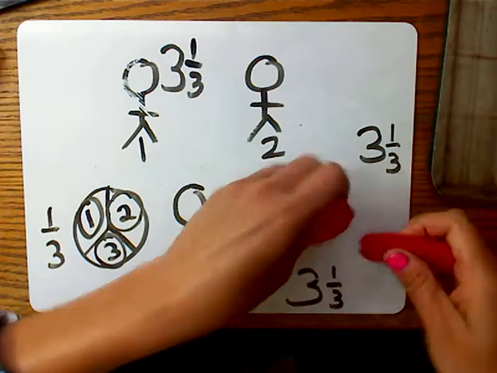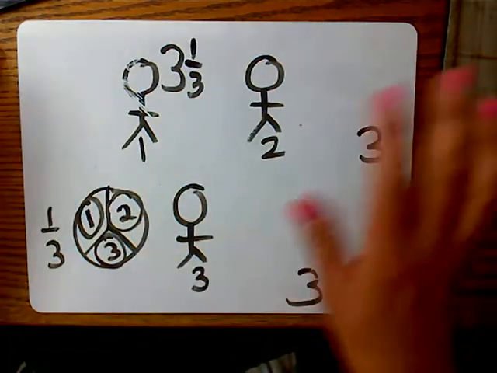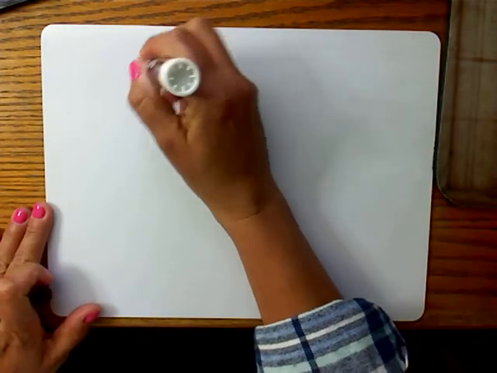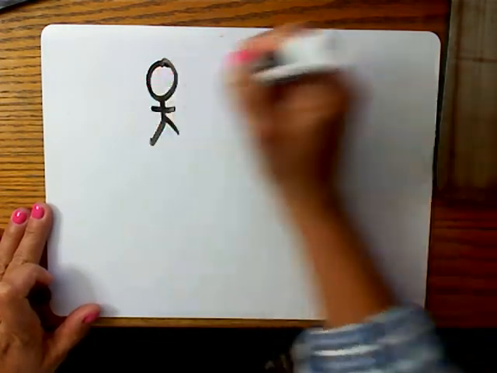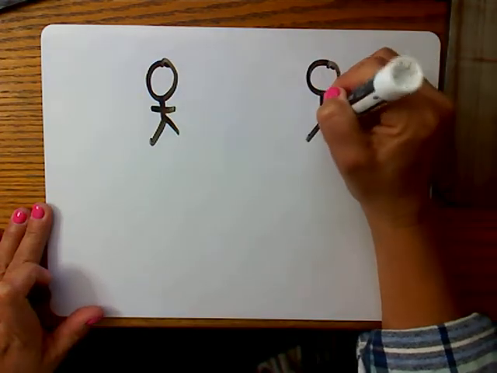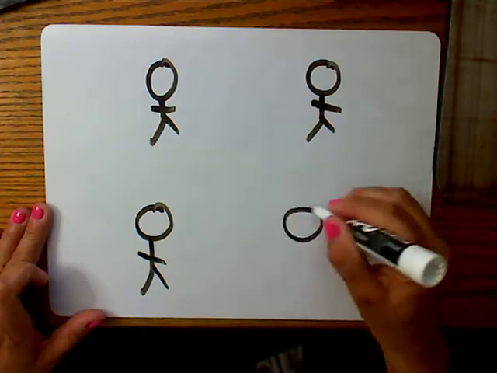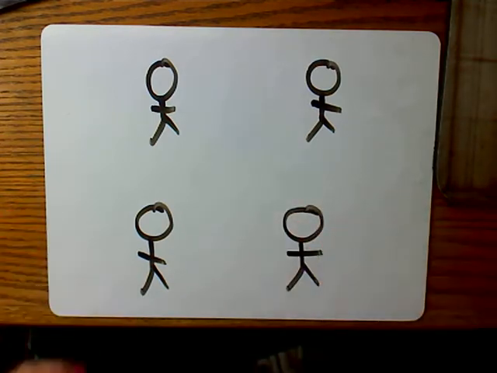Okay, let's try it again. I'm going to erase my board. And this time, I'm going to have 4 friends. So go ahead and you can pause the video, or you can draw 4 friends as Mrs. Blair's drawing the 4 friends. Okay, I have 4 friends, and I have 6 cookies. I have 6 cookies, and I have 4 friends.